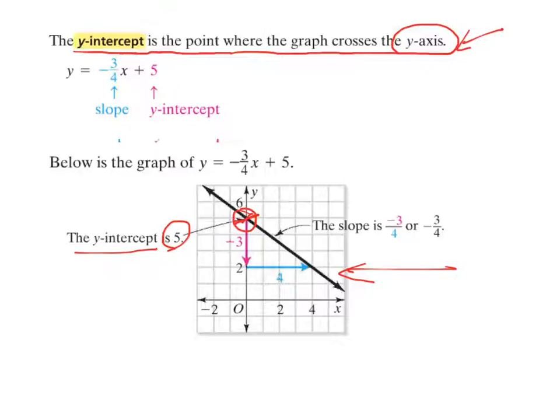If the graph crosses the y-axis, what is the value of x at the y-intercept? It's going to be 0. And in this graph, what is the y value? 5. So the y-intercept as a point can be written as (0, 5). Always remember, in the y-intercept, the value of x is always 0 because the point lies on the y-axis.